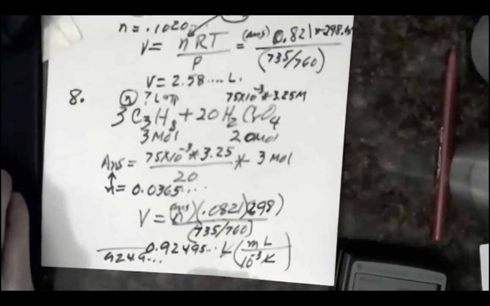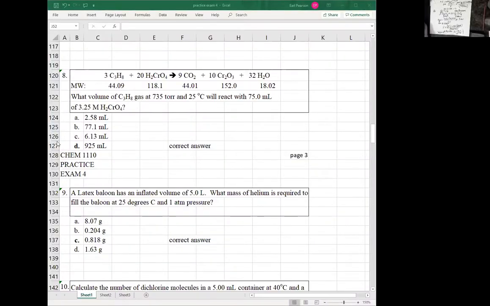Okay, so let's go up there and do the screen share so I can show it to you. Do this one. So there we are. 924.9 is 925. That's right.